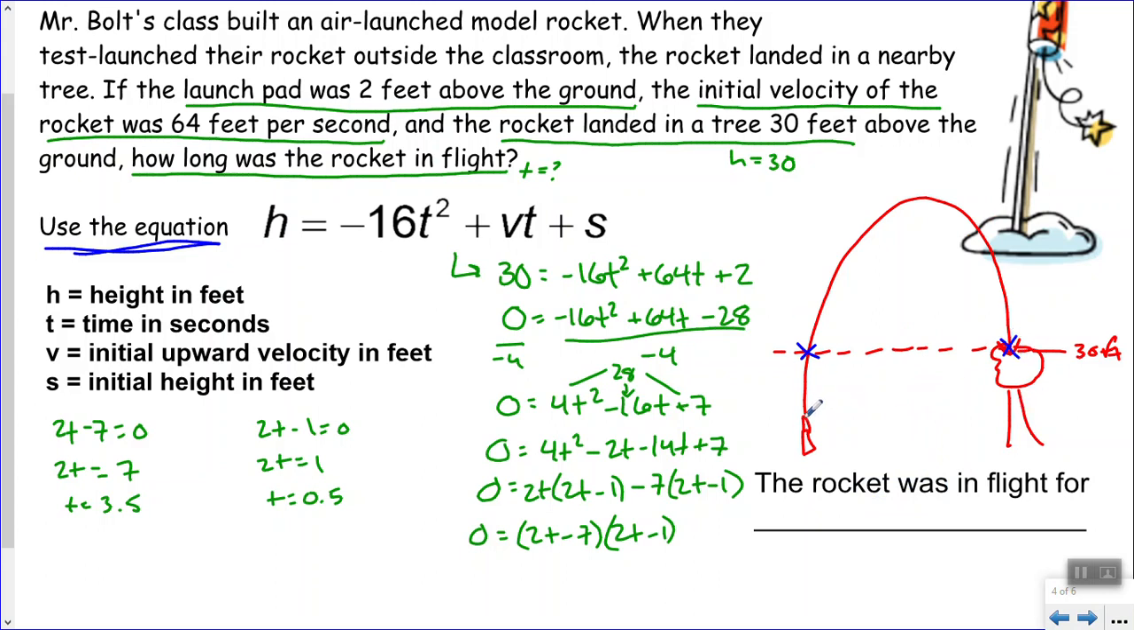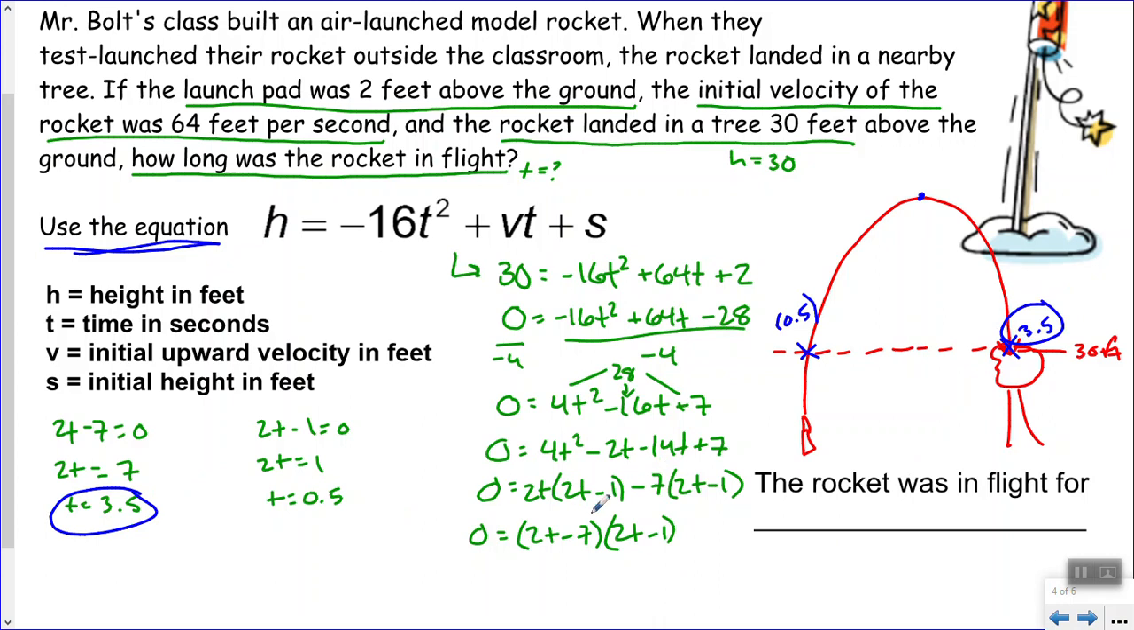The first is on the way up, so that would be our t equals 0.5. Half a second into our flight, we hit 30 feet. When we keep going, we hit our maximum or our vertex, we start dropping, and on the way down, we also hit 30 feet, and this is where we land in the tree. So because more time has elapsed, this is where we're going with our second answer, our 3.5 seconds.